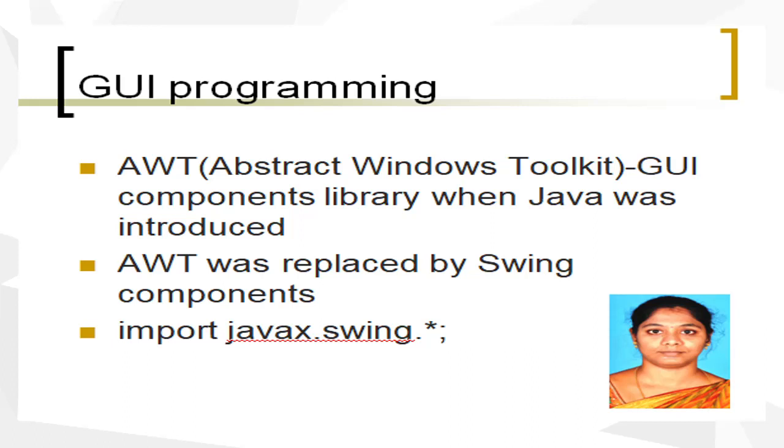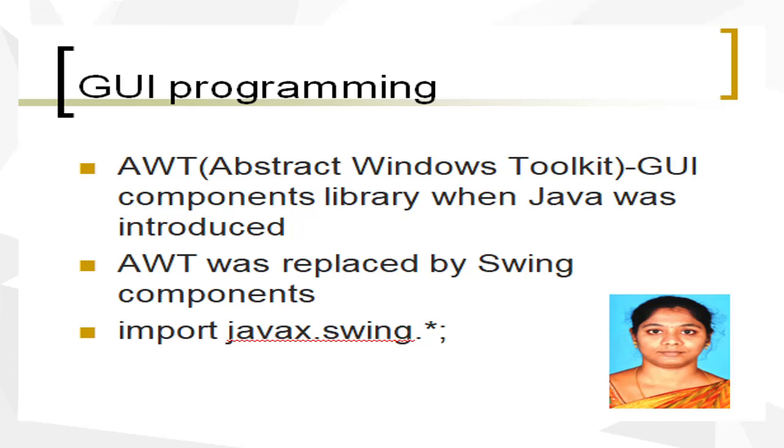GUI stands for Graphical User Interface and is used to create visually pleasing applications with a greater level of usability. In order to do GUI programming in Java, we need to use a package, AWT, the Abstract Windowing Toolkit. This was introduced in JDK 1.0 and it has become obsolete and is replaced by Swing UI components.